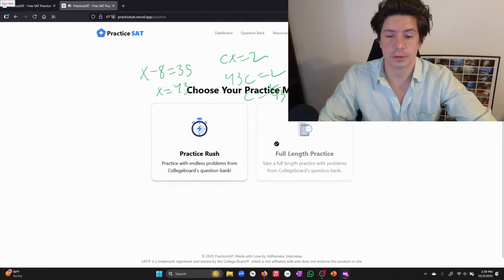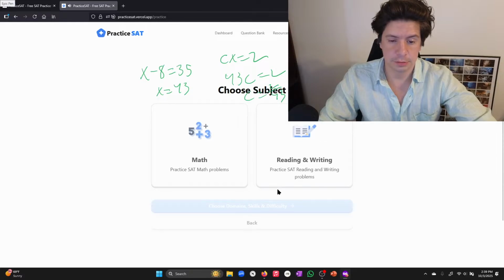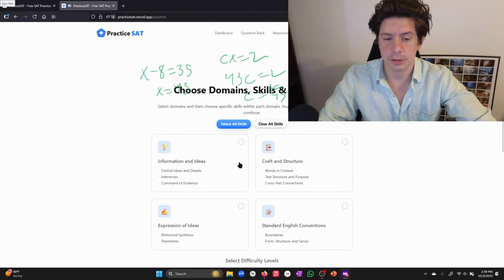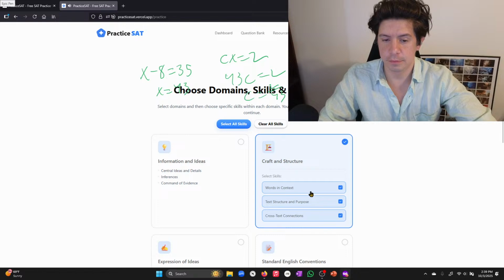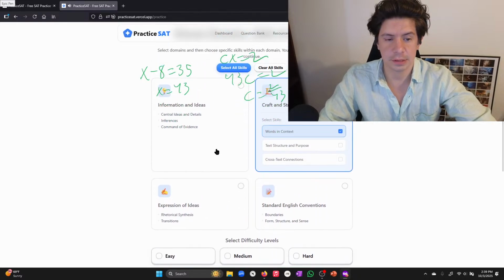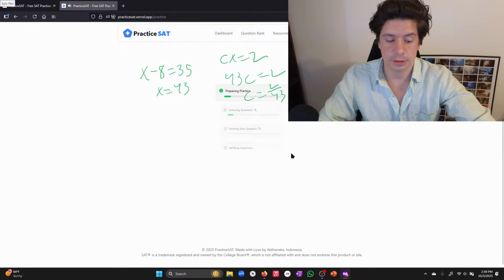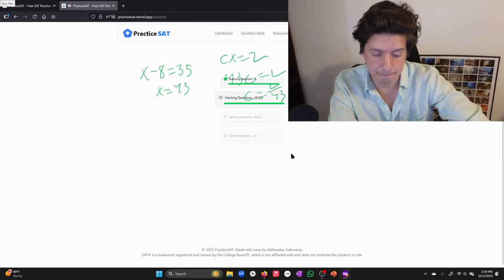To practice rush, SAT, choose subject, reading and writing. So you said words and context. I'll do words and context, and I'll do transitions to start. And then we'll do easy, medium, and hard. Let's start practice. Okay.